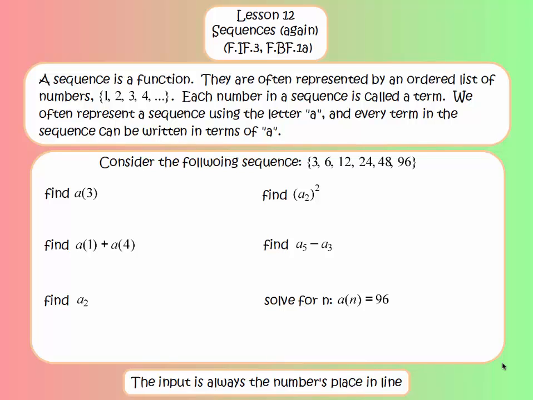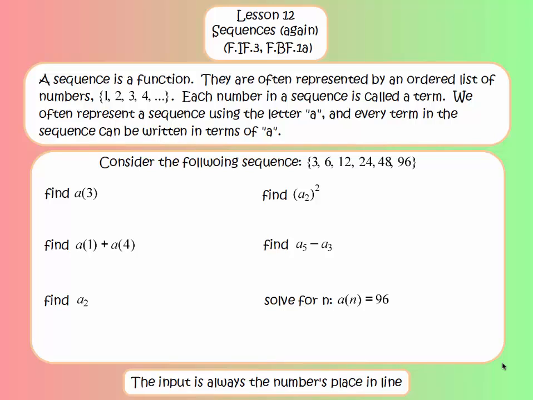All right, here we go with lesson 12 on sequences again. Okay, remember from last time, a sequence is just a function. They are often represented by an ordered list of numbers like 1, 2, 3, 4, and so on, where each number in the sequence is called a term.